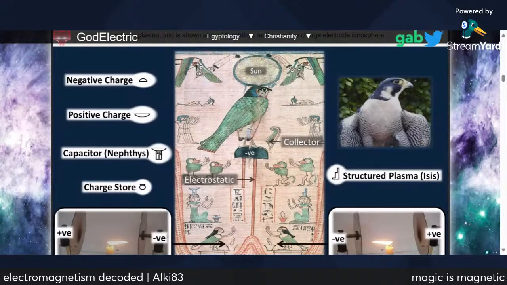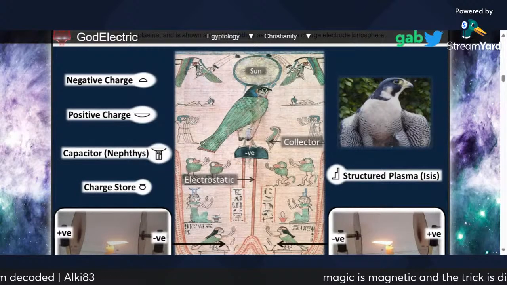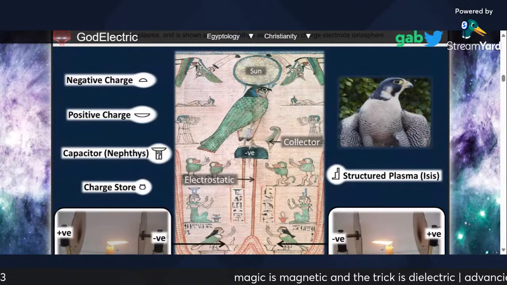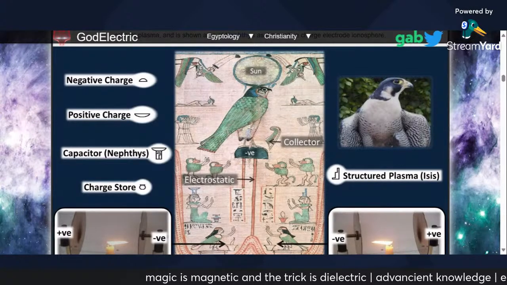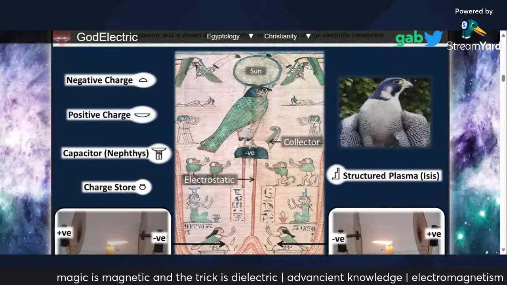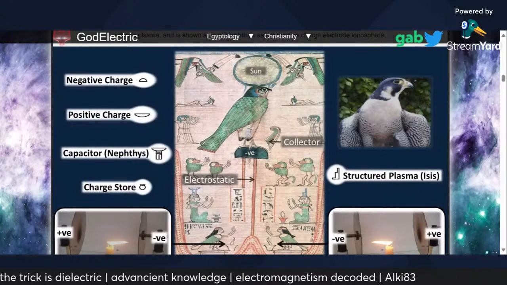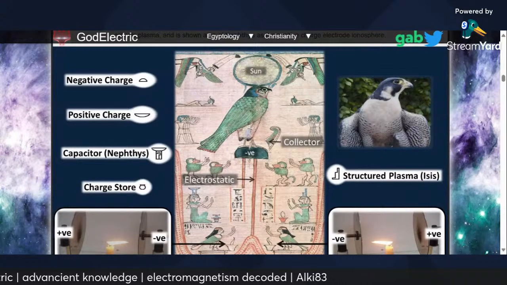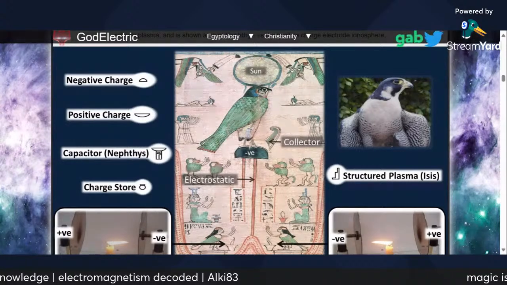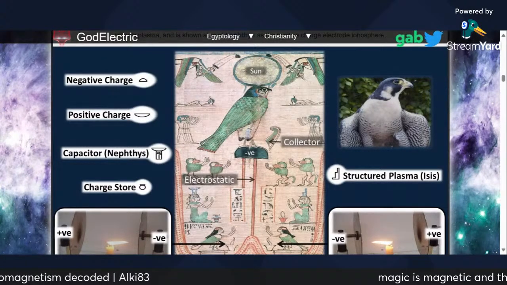Above the two flames at the bottom is Nephthys to the left, which describes the capacitor action of the sun, which allows it to store charge, seen by the pot hieroglyph adjacent to her. Also to the right is Isis, known as the structured plasma or power line of the cosmos. She is shown as lighting the flame that propagates the sun.